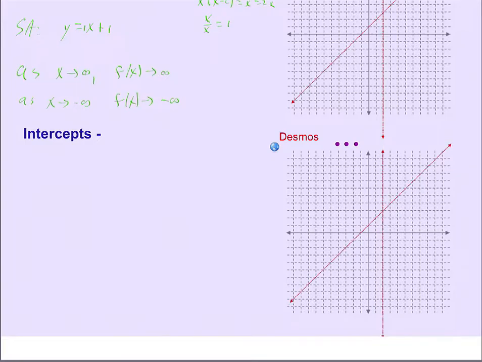Okay, so that's the same graph I had above. So we're going to find our intercepts. We can start with the x-intercept. I'll start with the y-intercept because it's easiest.